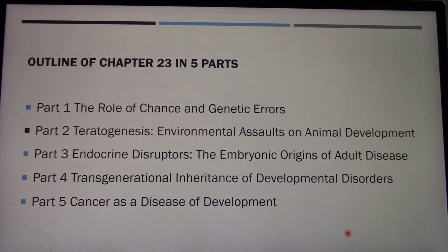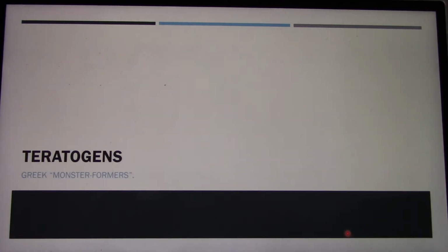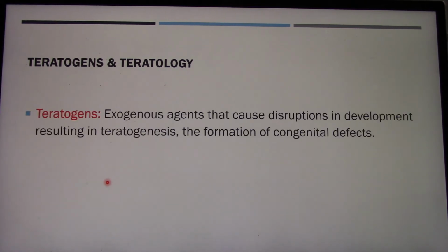We are focusing on part 2 of this 5-part series. This is teratogenesis, environmental assaults on animal development. So teratogens is Greek for monster formers, and you can look in the glossary of your book for a more thorough definition. And you can also look in your notes of your PowerPoint slide because in your previous one, part 1, I have the definition there. And one more time, I have the definition here.